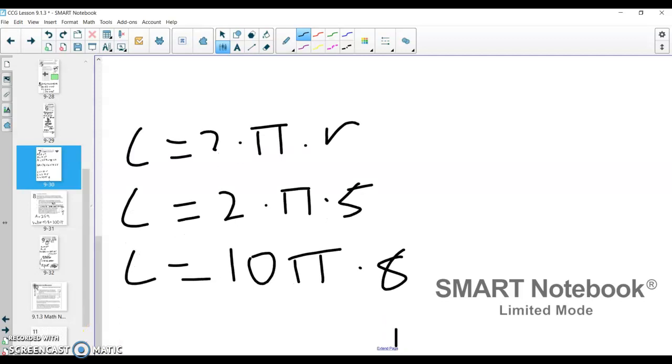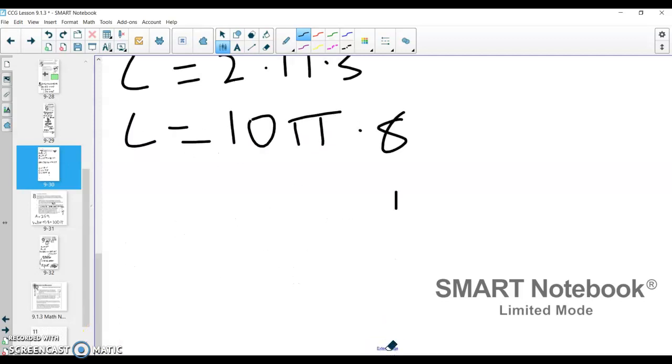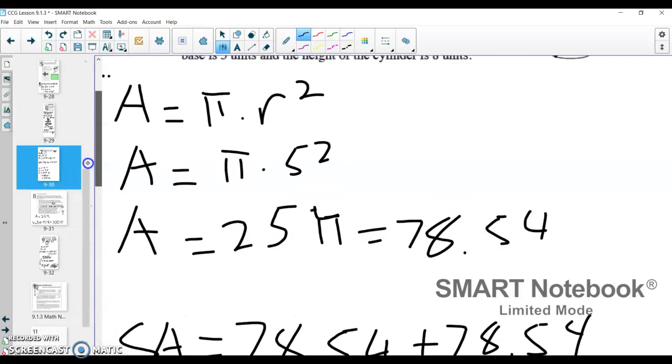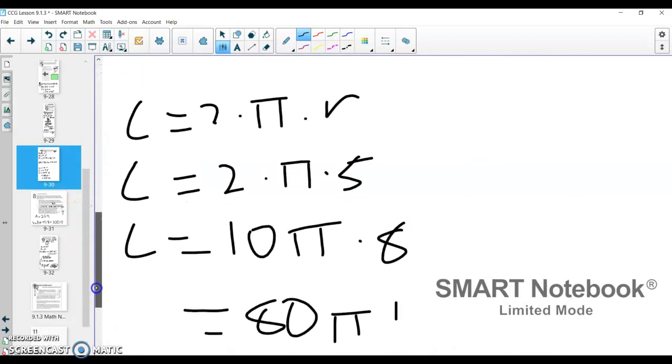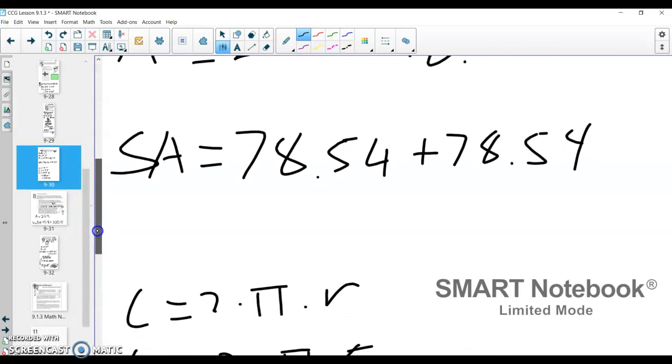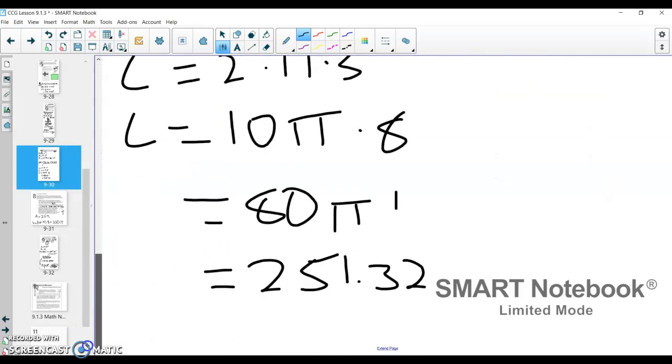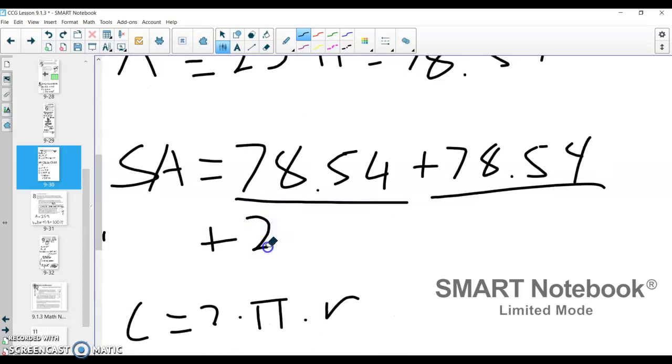That gives me 80 pi, which in decimals is 251.32. And I think we're working with units, so that's units squared. All right, but now what I have is, this is my top circle, and this is my bottom base. I need to add in the lateral face, and the lateral face is 251.32.